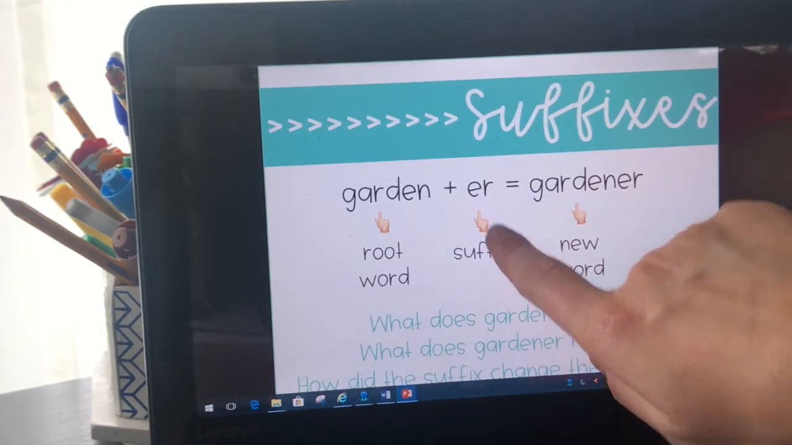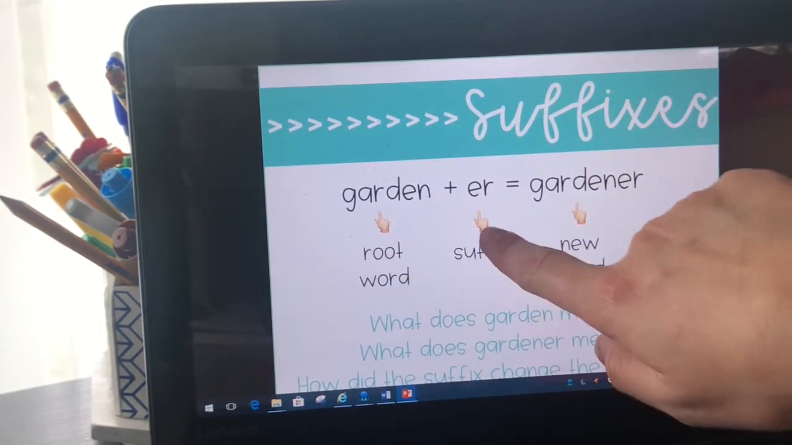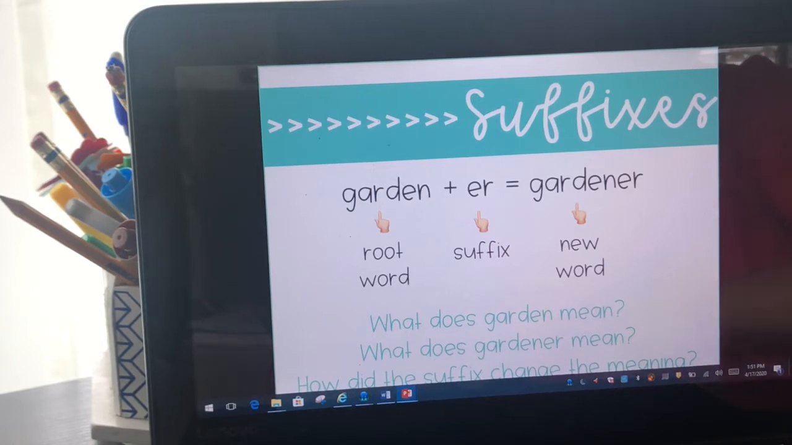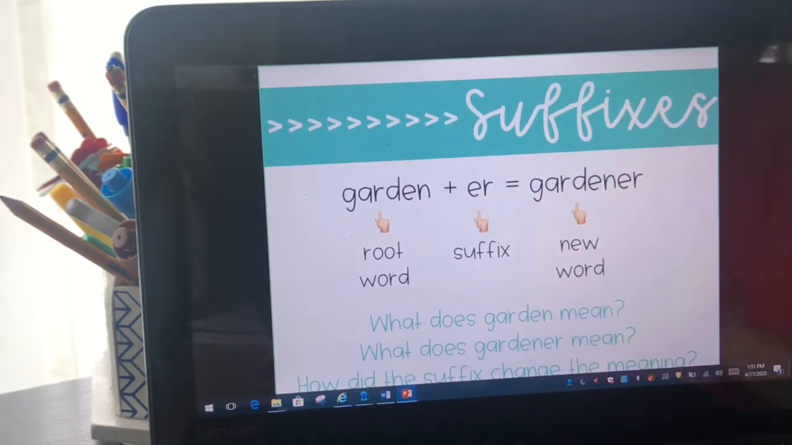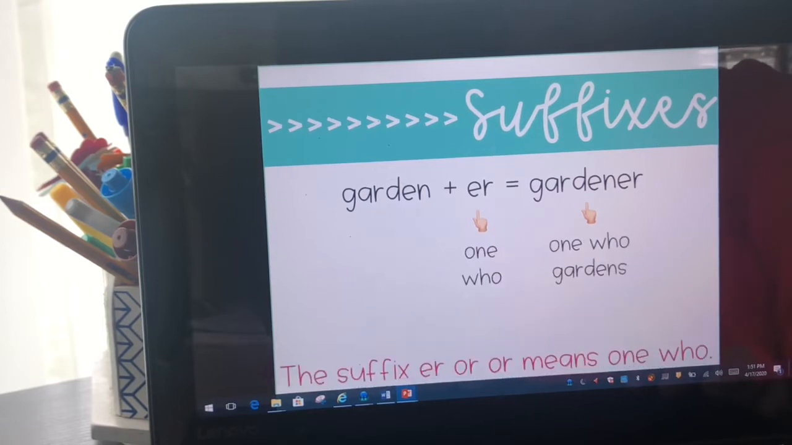All right, for this suffix, we have er, so garden, gardener. What does garden mean? What does gardener mean? Now, I know garden means an area where there's plants growing. And then gardener means somebody who's planting those plants. Let's hit the next slide.